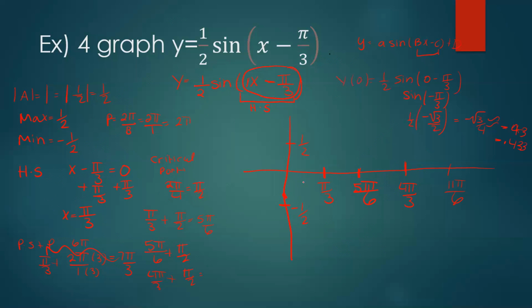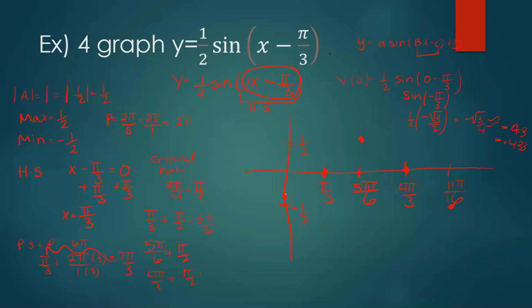And then when you plug in pi over 3, you should get a y value 0, or it just slowly increases. And then when you plug in 5 pi over 6, you get a y value positive 1/2. And then just do the cycle again. So 4 pi over 3, it goes at the midpoint. And then 11 pi over 6 actually goes to the actual minimum, which is at negative 1/2, not negative 0.433.